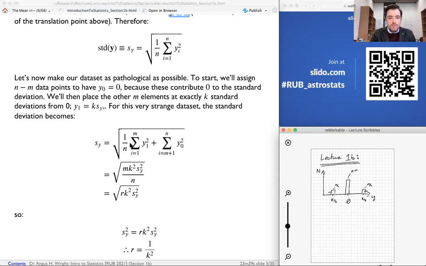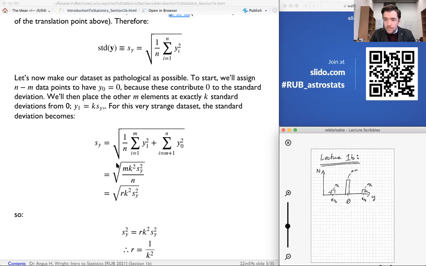Okay, and the standard deviation for this very weird data set is the summation over all y values, which is, there should be a missing bracket here, 1 to m of the y1 values, which is, so there are m values at k sy1, and there are n minus m values at 0. And these things are all 0, as we just said. So this goes to 0, and we just get the summation from 1 to m of sy squared. And that ends up giving us this formula here.